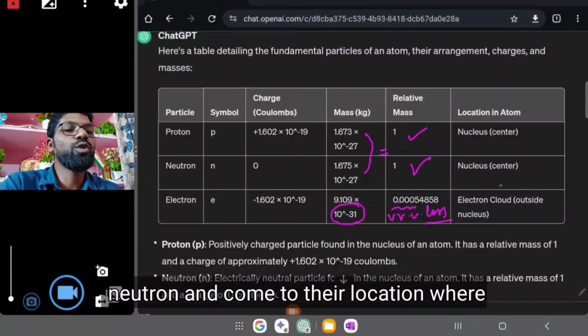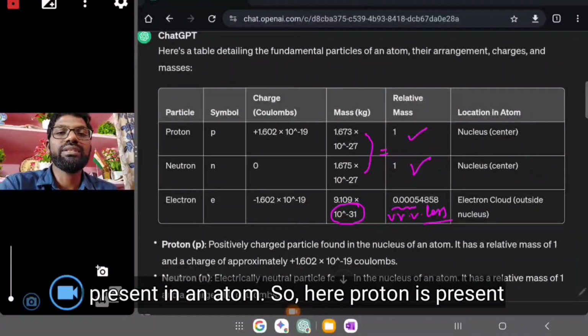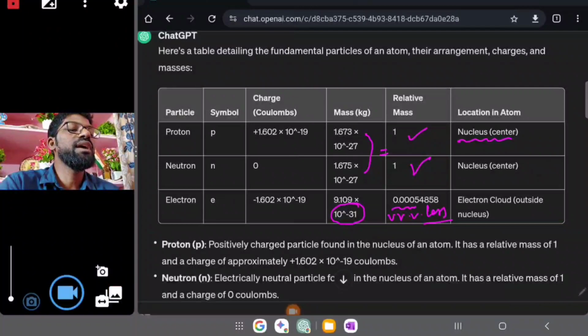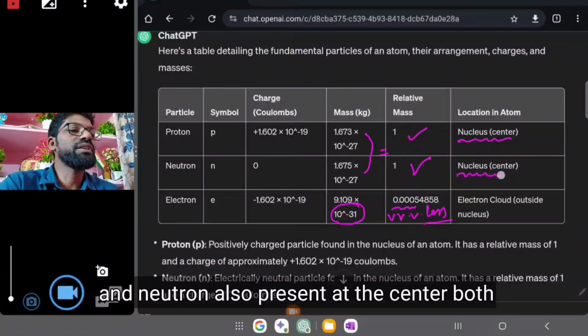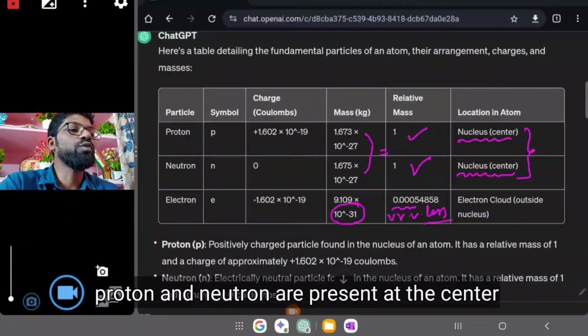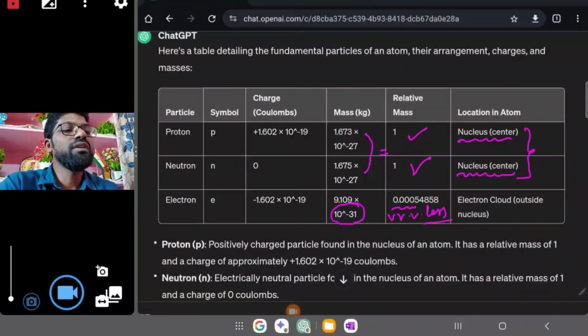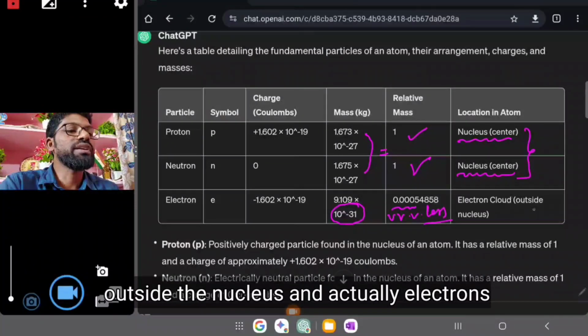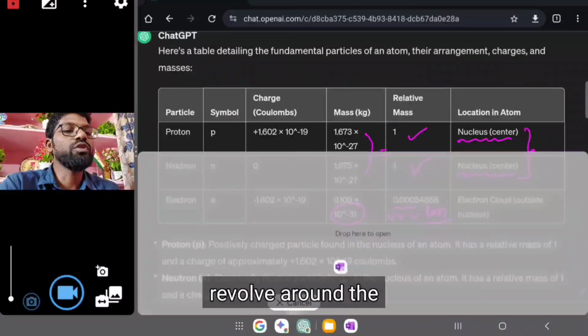And coming to their location, where they are actually present in an atom. Proton is present at the center of the atom, which is called the nucleus, and neutron is also present at the center. Both proton and neutron are present at the center of the atom, whereas electron is present outside the nucleus, and electrons revolve around the nucleus.